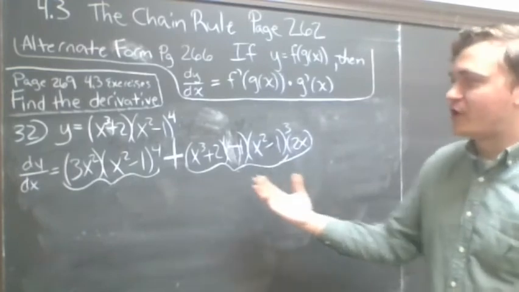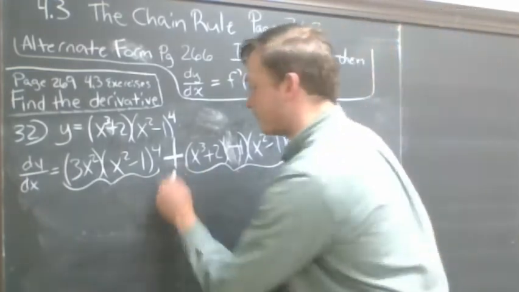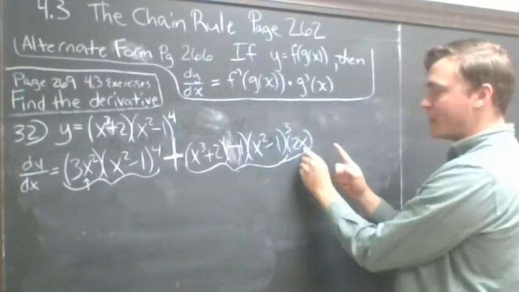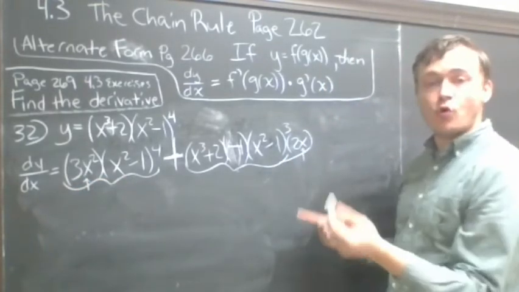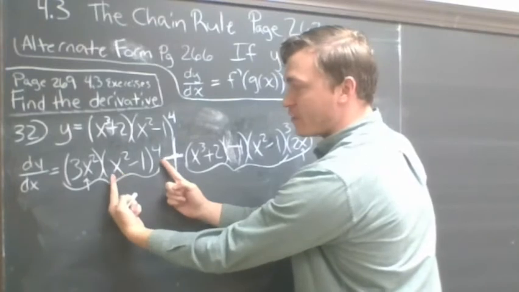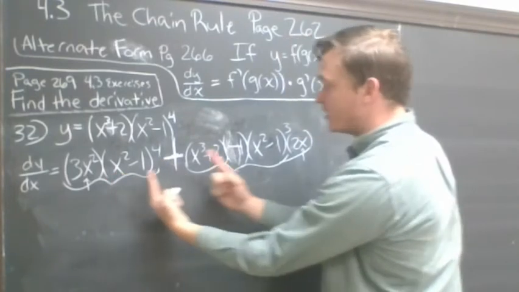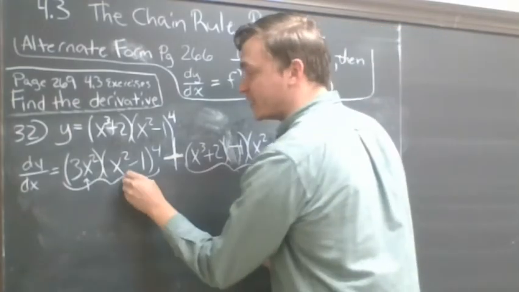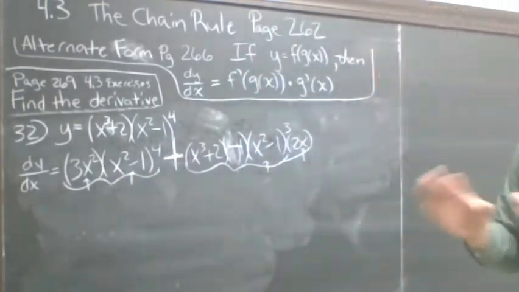Notice that we actually do have some common factors present. For the first term here, there's a factor of x, and here we have a factor of x. Moreover, notice that there are 4 factors of x squared minus 1 here, and there are 3 factors of x squared minus 1 here. So we can factor out 3 of those because they're common for both terms.